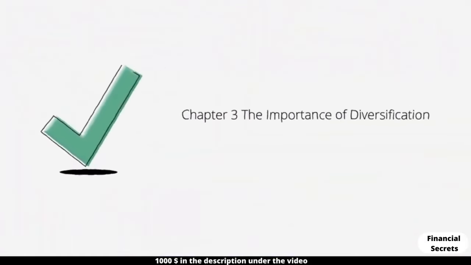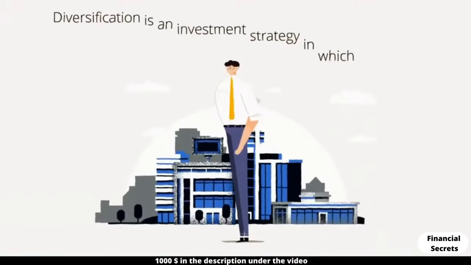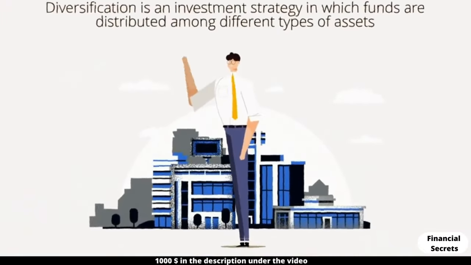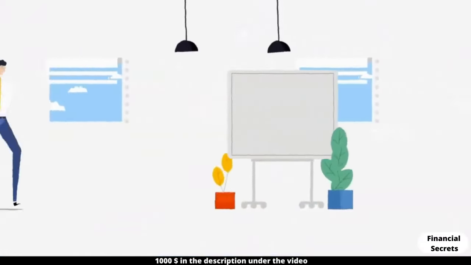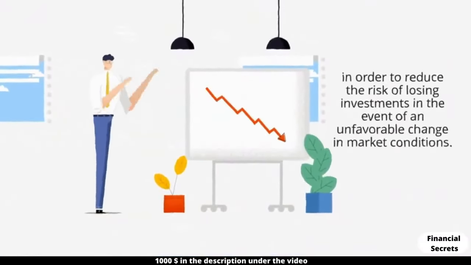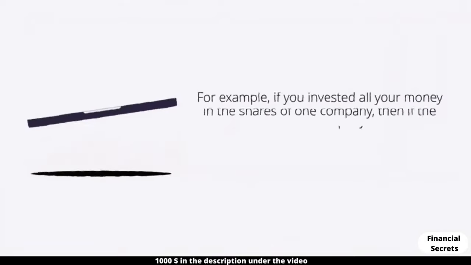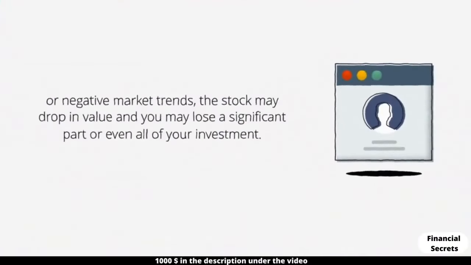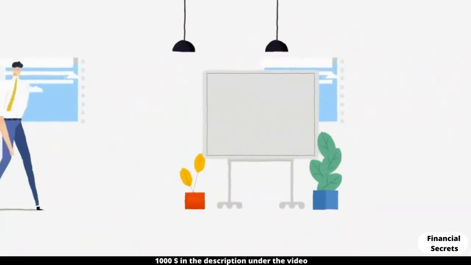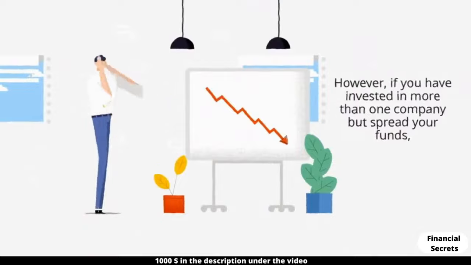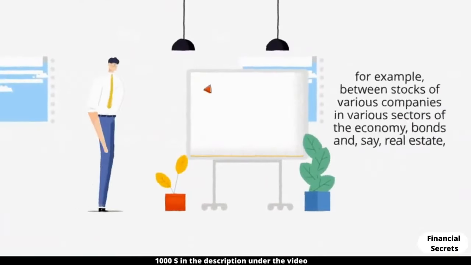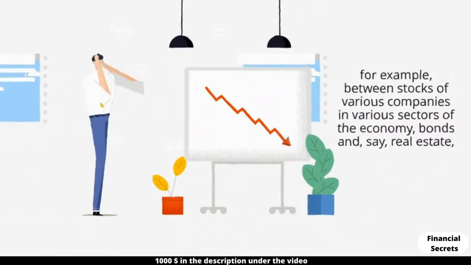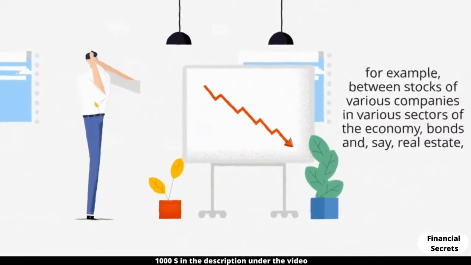Chapter 3. The Importance of Diversification. Diversification is an investment strategy in which funds are distributed among different types of assets, in order to reduce the risk of losing investments in the event of an unfavorable change in market conditions. For example, if you invested all your money in the shares of one company, then if the news for this company is bad, or negative market trends, the stock may drop in value and you may lose a significant part or even all of your investment. However, if you have invested in more than one company but spread your funds, for example, between stocks of various companies in various sectors of the economy, bonds and, say, real estate, then the risk of losses is reduced.